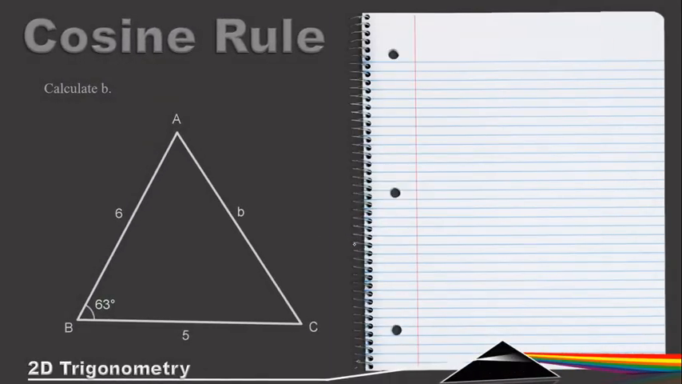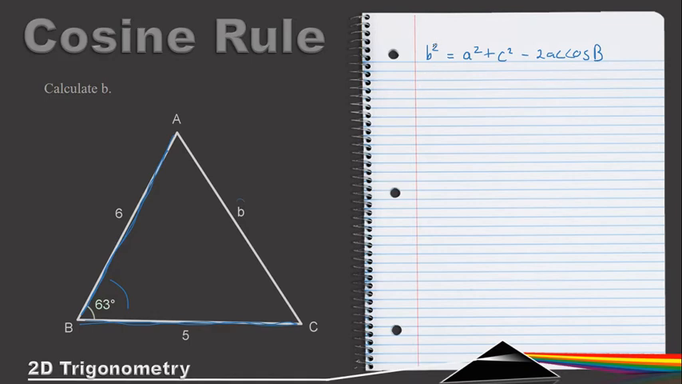Okay, and then to do some calculations, we need to calculate b. Here we see we've got two sides with an included angle, and that's always a first indication to use the cosine rule. To find b, I'm going to write out the rule first: b squared is equal to a squared plus c squared minus 2ac cos of B. And then I'm going to substitute in my values.